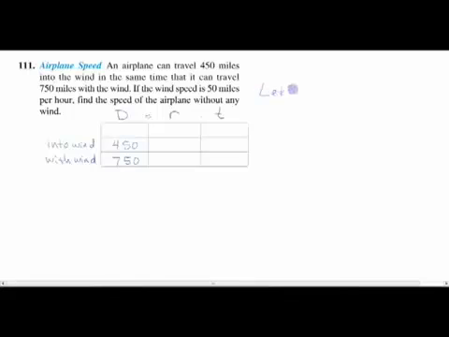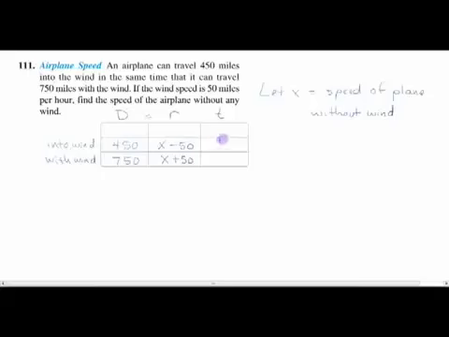Let's go ahead and define the variable. We're going to let x equal the speed of the airplane without wind. Now, if I'm going with the wind, I know my plane is going x miles an hour, but the wind is pushing it an extra 50 miles per hour, so it's x plus 50. Into the wind, I'm trying to go x miles per hour, but the wind is pushing me back 50 miles per hour. The same as we did last time, we know that time is distance divided by rate.